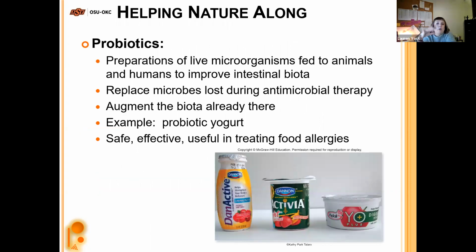You can also help nature along by introducing probiotics. These are preparations of live microorganisms that we feed to animals and humans that improve the intestinal biota population.